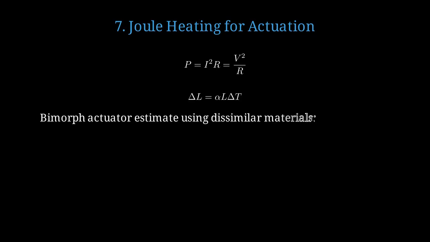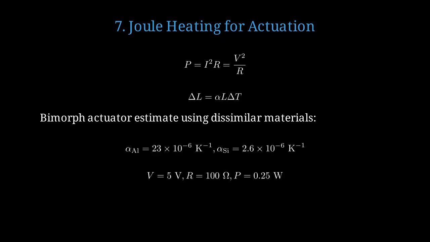Consider a bimorph actuator made from two materials with different thermal expansion coefficients. Aluminum has an expansion coefficient of 23, silicon has 2.6, both times 10 to the negative 6 per Kelvin. At 5 volts across 100 ohms, power dissipation is 0.25 watts.